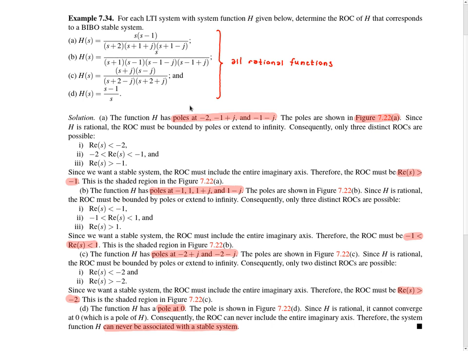Since in each of parts A, B, C, and D of this example, the function big H is rational, the possible regions of convergence of this function are determined by its poles. Furthermore, in each part, big H is given in fully factored form, as can be seen here. So it is a trivial exercise to identify the poles of big H in each case. These poles have been plotted in figures on the next page. So in order to show these plots, I'll now proceed to the next page.